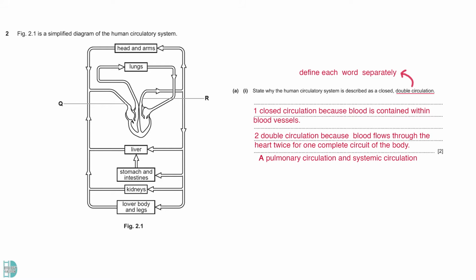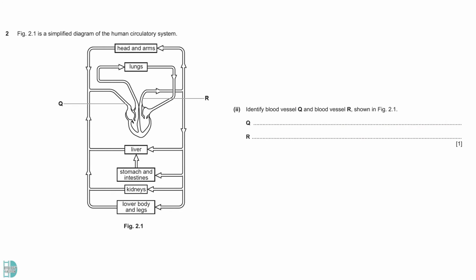You can also name the pulmonary and systemic circulation for the second point. Pulmonary circulation is the one where blood travels from the heart to the lungs, then back to the heart again. Systemic is when blood travels from the heart to the rest of the body, then back to the heart again. Next, you have to identify blood vessel Q and blood vessel R shown in the figure. We need to use the arrow to know the direction of the blood flow. Q brings blood back to the heart, so it must be a vein. It is connected to the right atrium, so it is the vena cava.